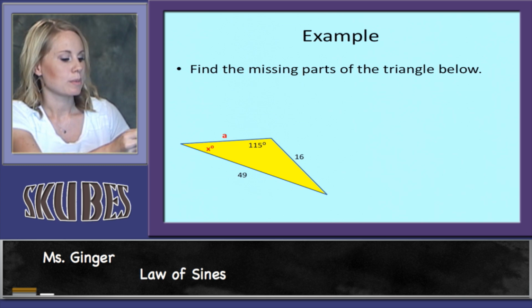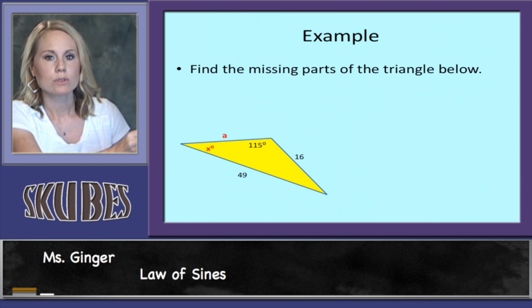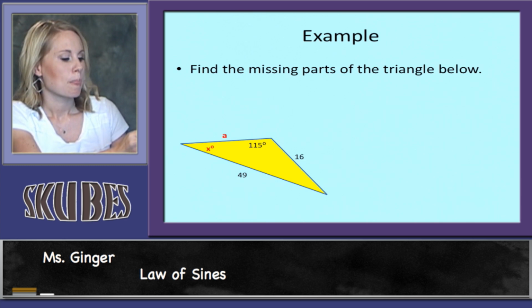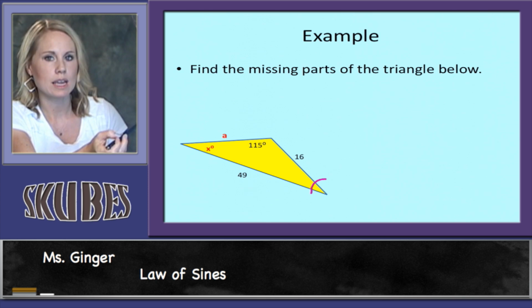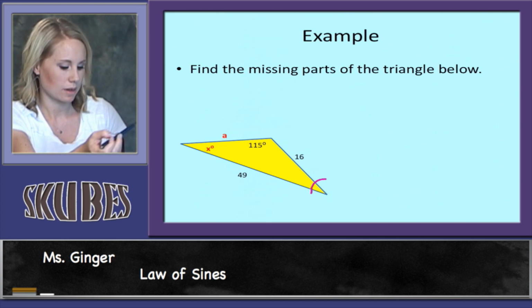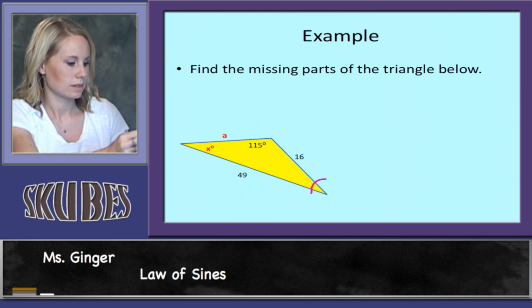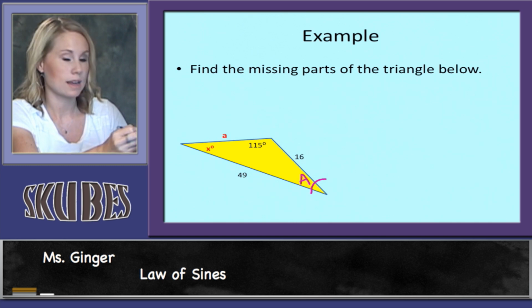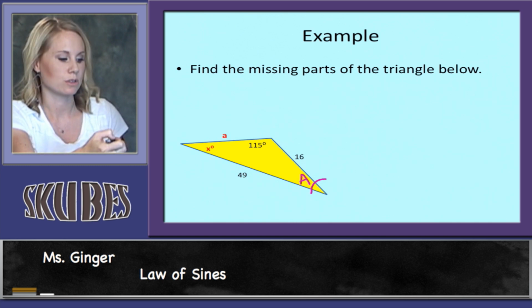Let's look at what we've got labeled here. We've got a side 16, side 49, some units, and one of the angles, 115 degrees. We do not have angle X. We'll be finding that. We do not have side A, and we're also missing this angle down here. If you notice, they didn't label it. Let's go ahead and call it something. We could call it maybe uppercase A, since that's the one that matches to lowercase a across from him.